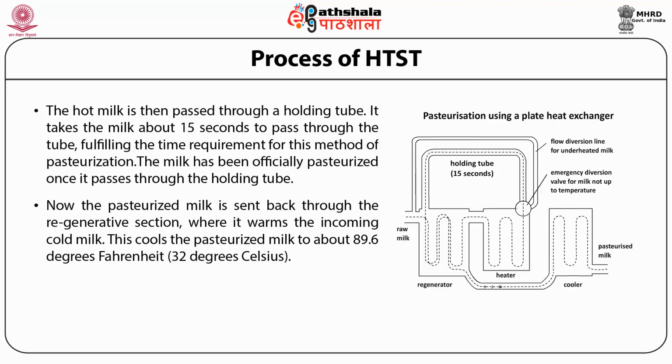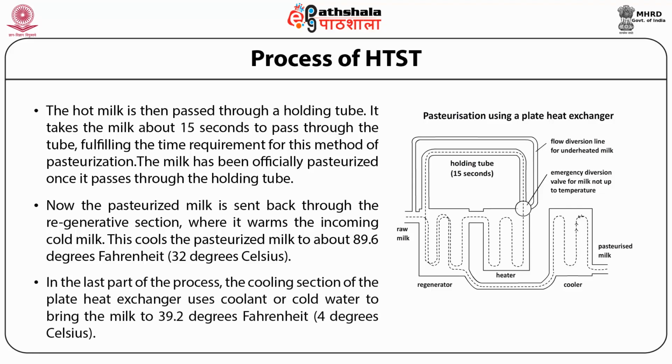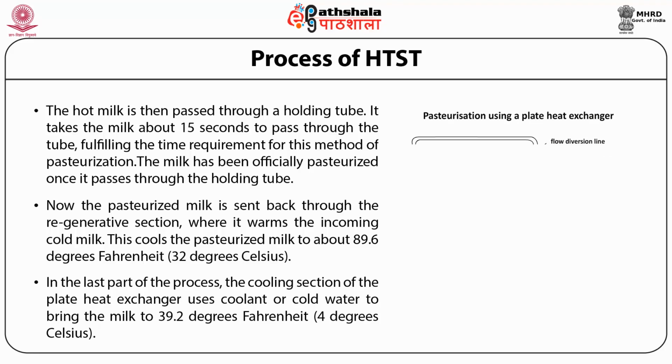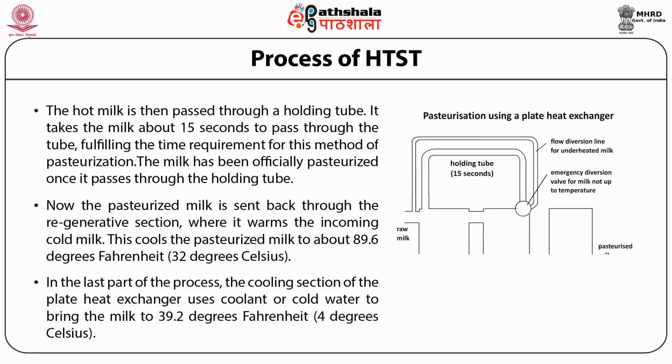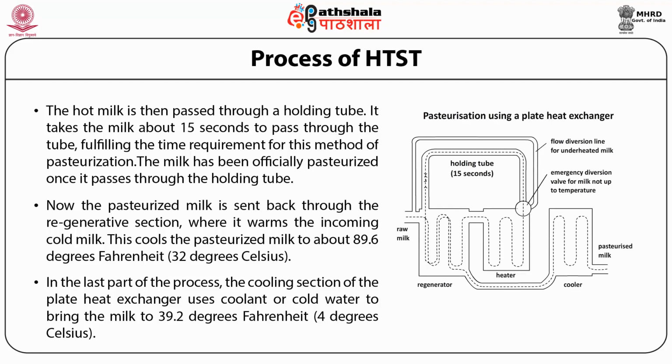The regenerated milk is now passed to the cooler section where milk is cooled to 4 degrees centigrade immediately, and the new upcoming milk from the regenerator section now goes to the heater section, then the regenerating section, and then the cooler section. Thus the cycle is maintained. It is known as the continuous pasteurization process.